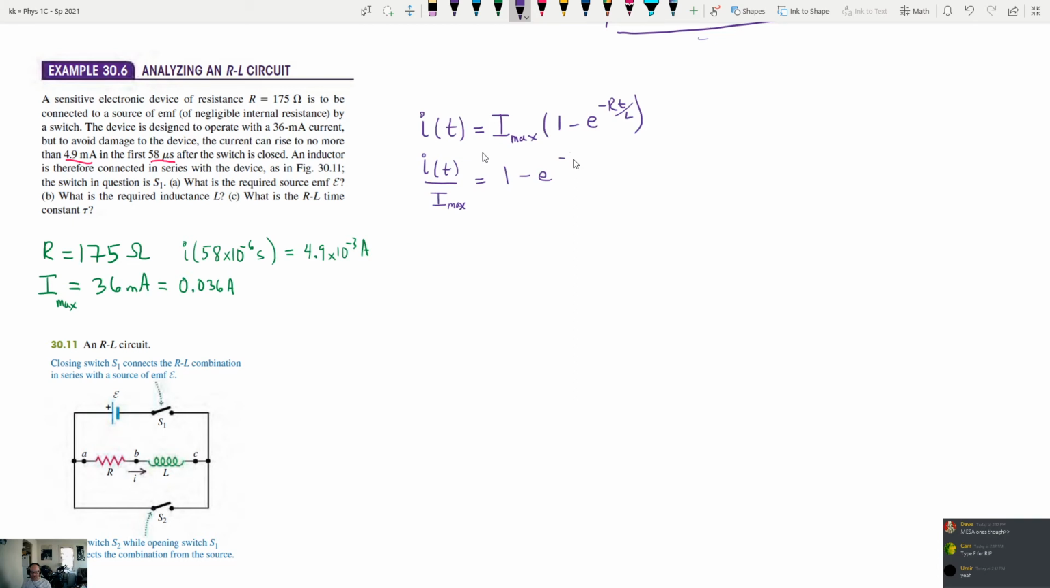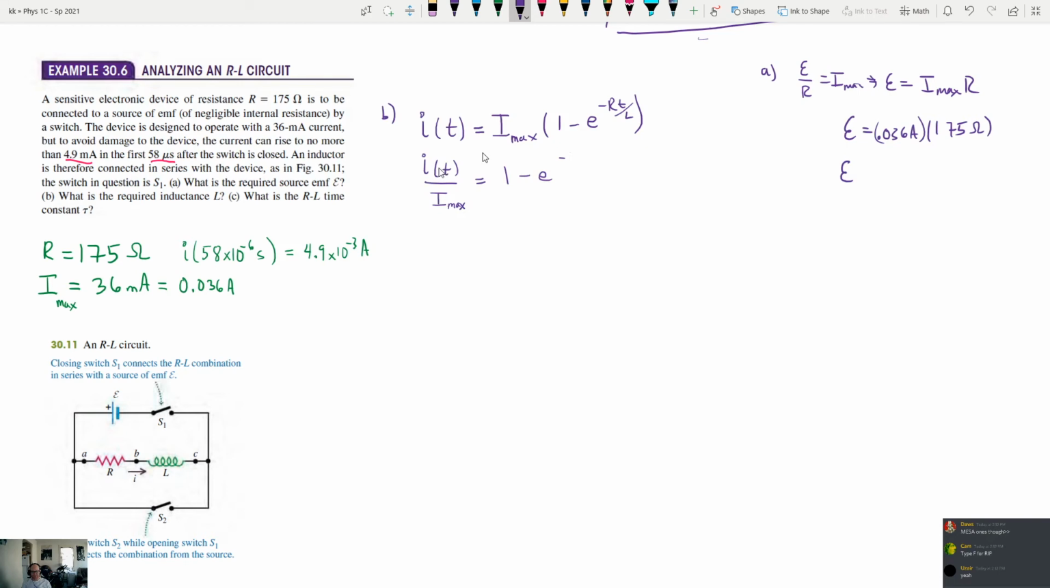We'll go in order. Okay, part A is actually really easy, isn't it? I just realized that. This is part B. Part A is super simple. It says, what is the required EMF? We know that E over R is equal to Imax, right? So then this means that E is equal to Imax R. So E is equal to 0.036 amps times 175 ohms. Okay, someone can maybe calculate this for us while we're doing this.